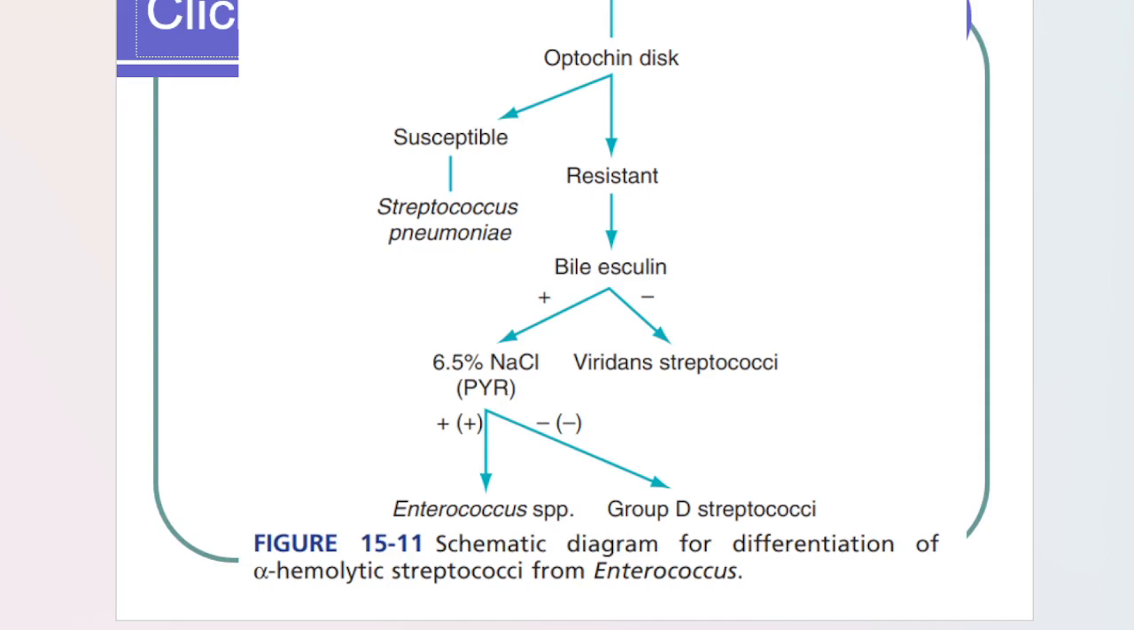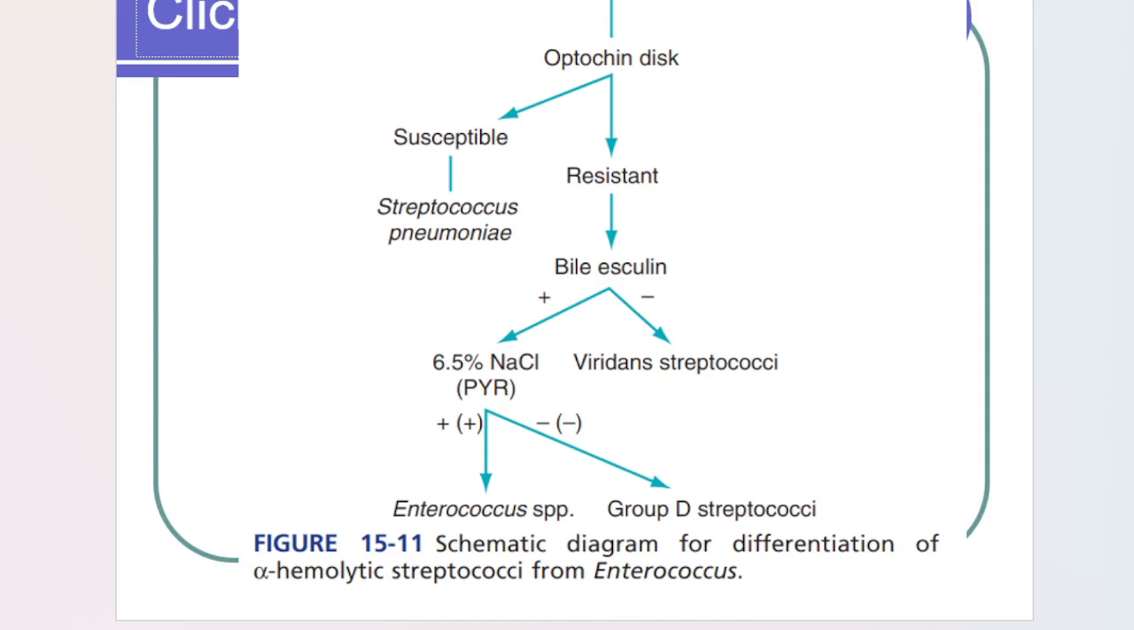But if alpha hemolysis, as I already told you, most likely the differentiation to immediately know if it is Streptococcus pneumoniae is to perform the optochin test. If susceptible, okay, that is Streptococcus pneumoniae. Another test to confirm is bile solubility. If soluble, that is Streptococcus pneumoniae. But if it is resistant to optochin, you go back to the bile esculin test.